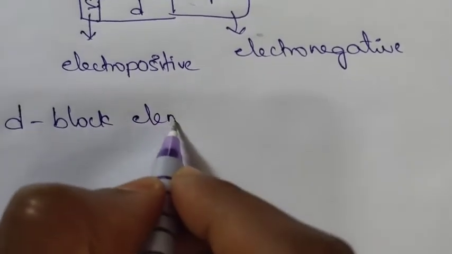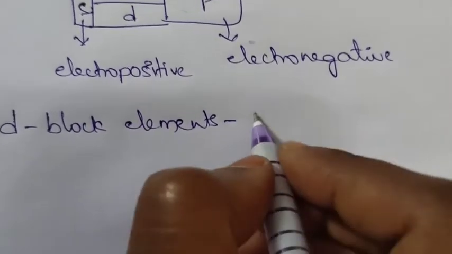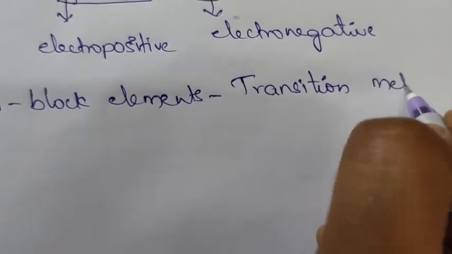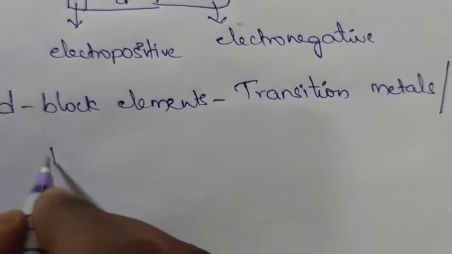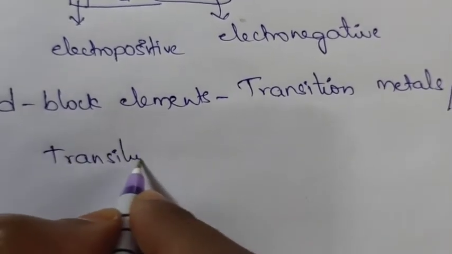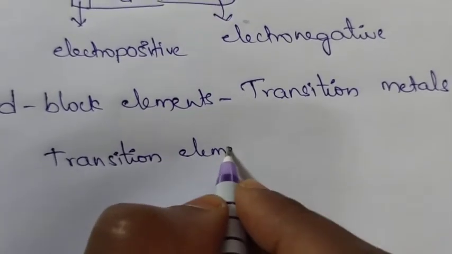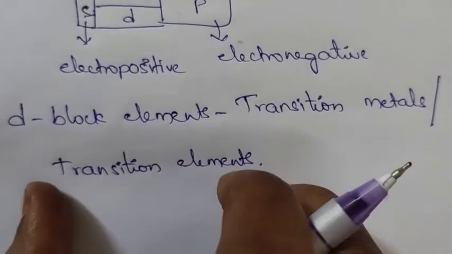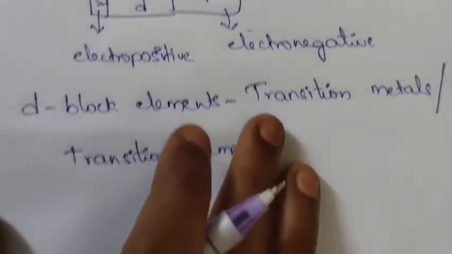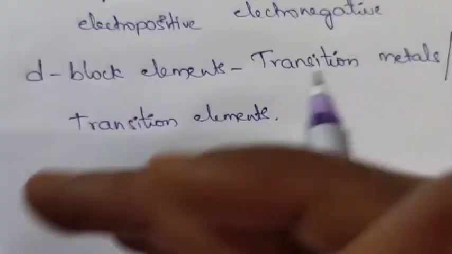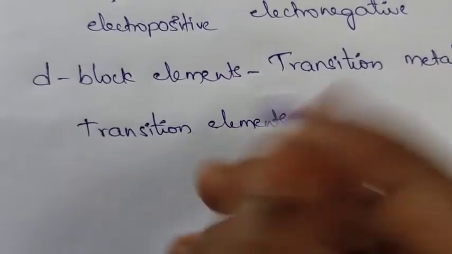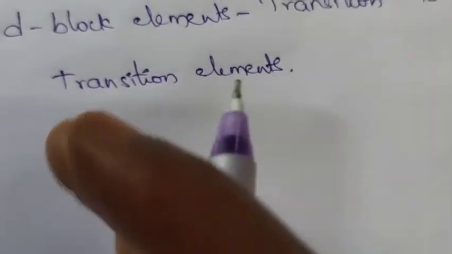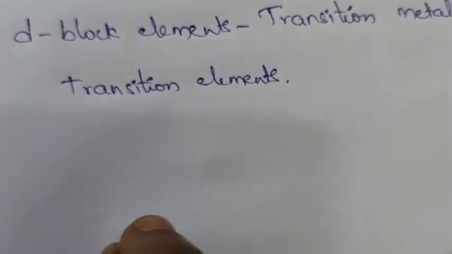D block elements are called transition metals or transition elements. We are calling these transition elements. These D block elements are the elements whose atomic ground state contains the highest energy electron in the d orbital. That's why we are calling these D block elements.